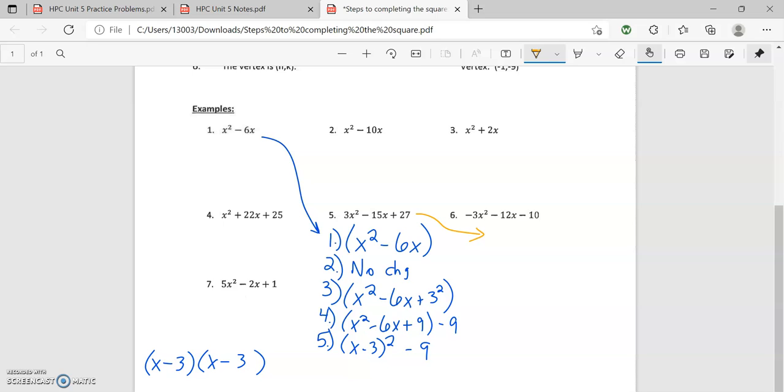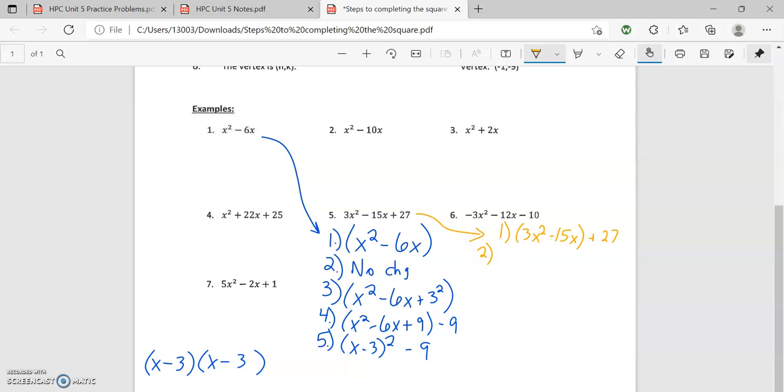So in number 5, we start with step 1. We group just the x and x terms together. So we add the parentheses. The thing is, it doesn't really matter in this case because we don't have anything else going on. You'll see later when I do the next video, the parentheses do matter at some point.